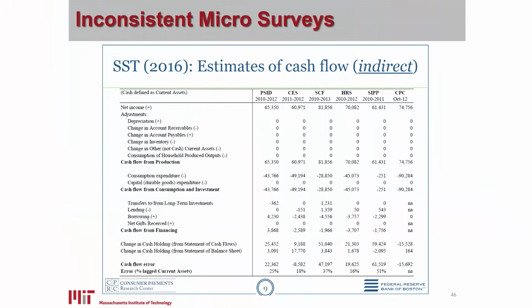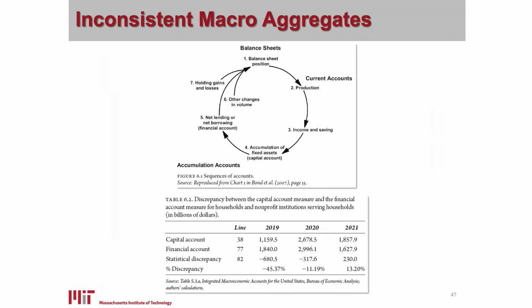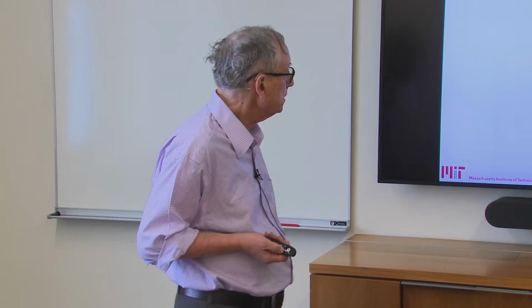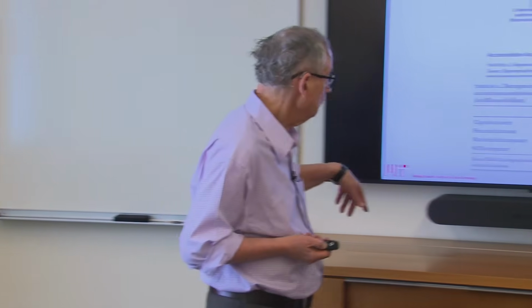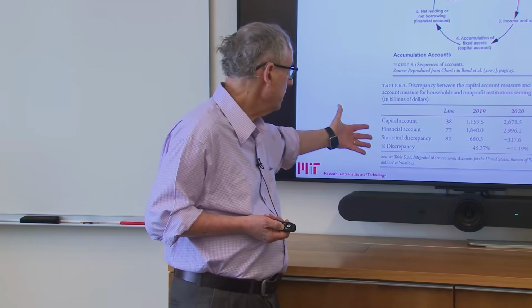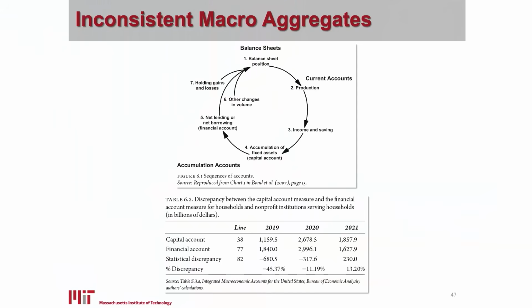That was a micro picture. There's a macro picture which is very similar. These are macro aggregated accounts done by the Bureau of the Census, and you get inconsistencies. So both at the macro and micro level, unfortunately, we don't have very much consistent data in the US.